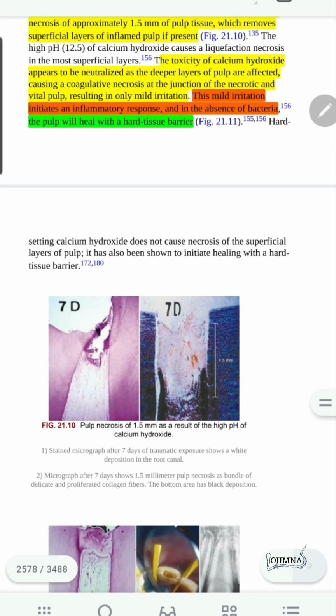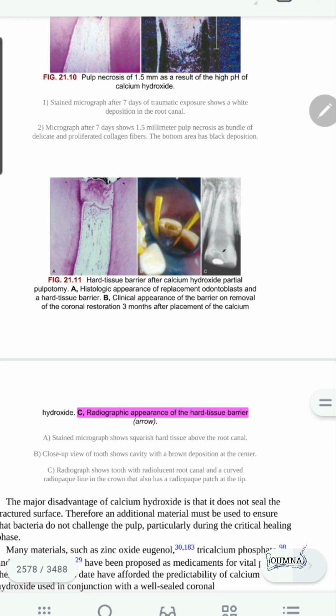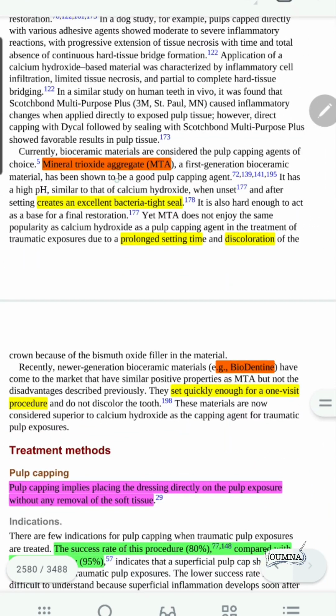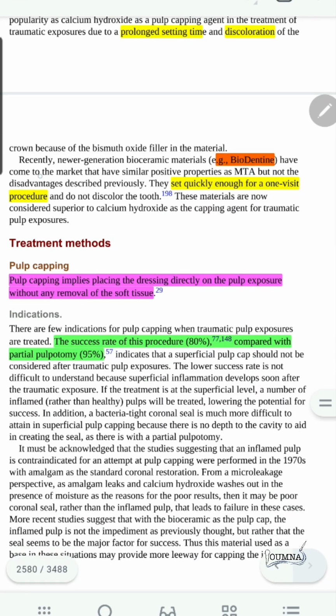So it initiates a hard tissue barrier that we call the dentinal bridge, that is a radiopaque line. Or we can use an MTA that gives a great seal against the bacteria, but we know that the two disadvantages are the discoloration, which means that we may need an internal bleaching afterwards, and the prolonged setting time, which the Biodentine surpasses the MTA in, as it sets quickly enough for a one-visit procedure.